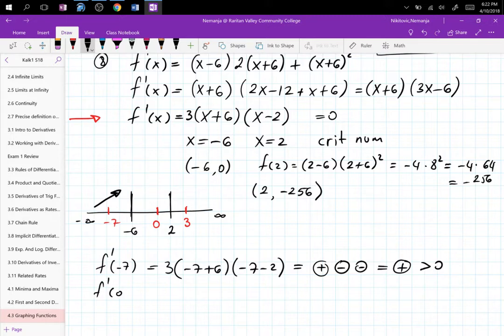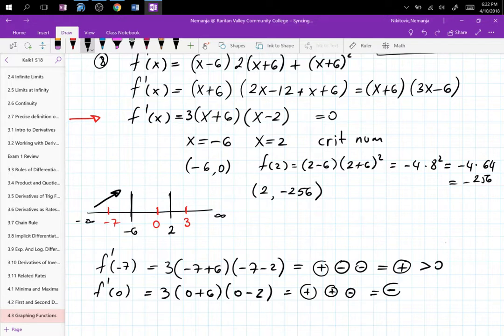F prime at 0 is going to be 3, 0 plus 6, 0 minus 2. So that's a plus, and that's another plus, and that's a minus. So this is a minus. As you can see, I don't compute. I just know it's a positive times a negative. You can go and get your value; it's going to be negative 36. But we don't actually need that value. We just need to know it's negative so we can put decrease.